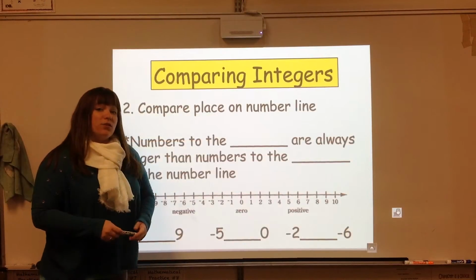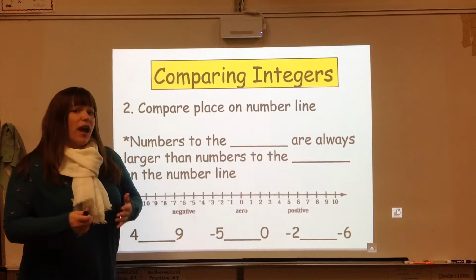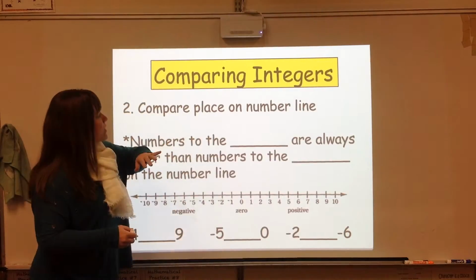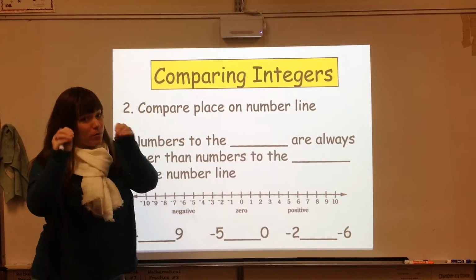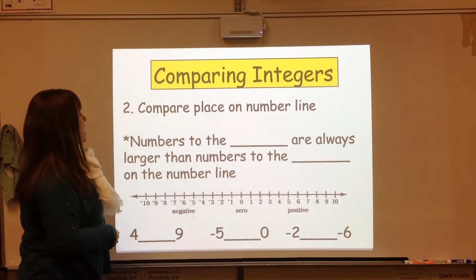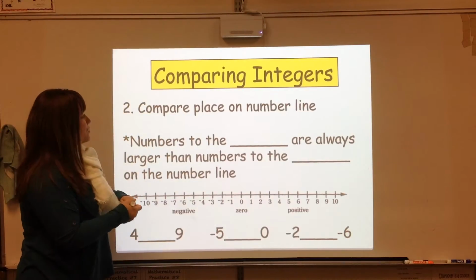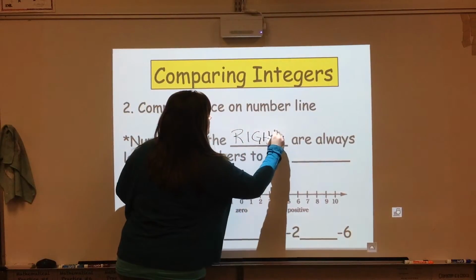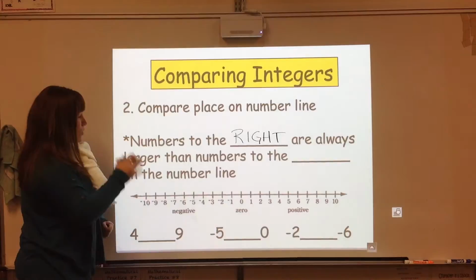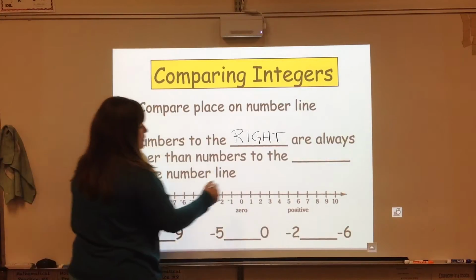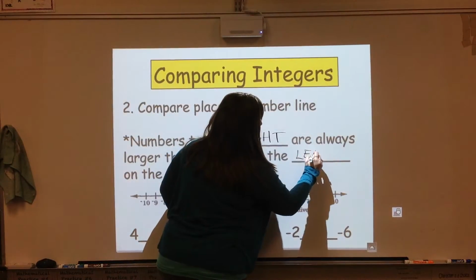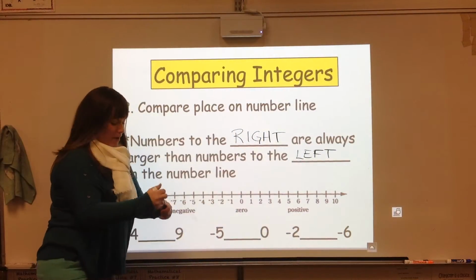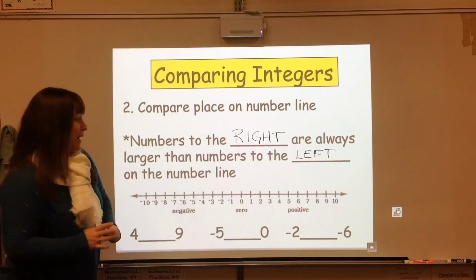The second thing you can do when you are comparing integers is to actually visualize or put numbers on a number line. Compare their actual location, or their place on the number line. So numbers to the right are always going to be larger or greater than numbers to the left of them. As you move to the right, the numbers get bigger, no matter whether it is negative or positive.